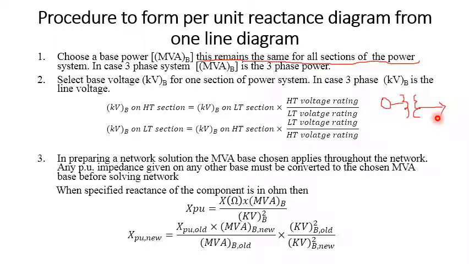So let's see how to convert this. The kV base on the HT section is equal to the kV base on the LT section into the HT voltage rating divided by the LT voltage rating. What do you mean by this? This is the base voltage on the HT section, which is equal to the kV base on the LT section, what they mentioned in the numerical, into the HT voltage rating.